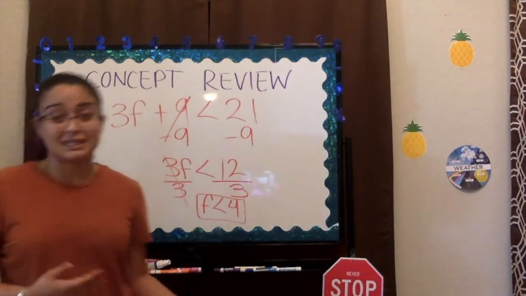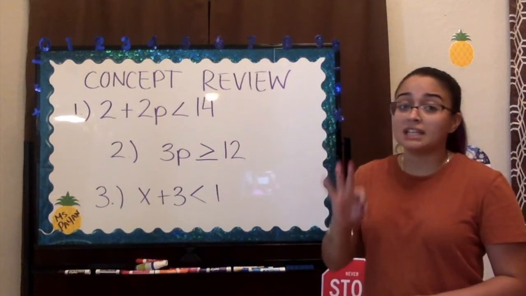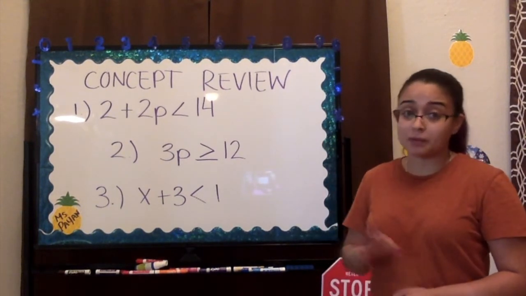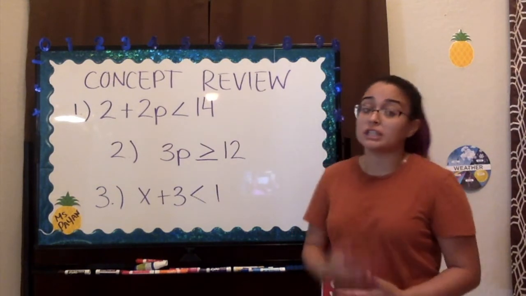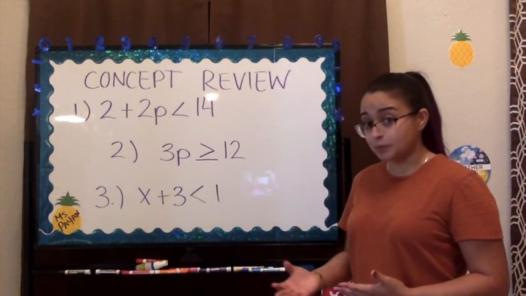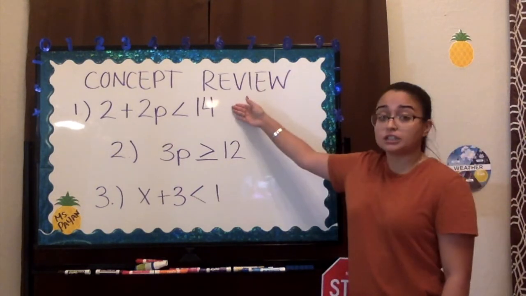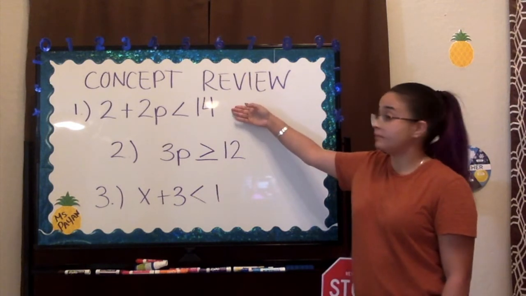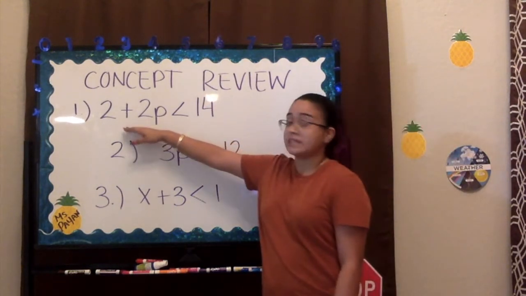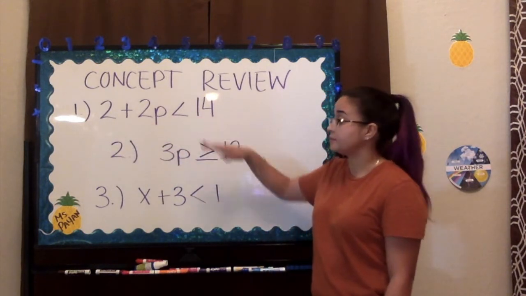Let's move on to your assignment. Very well, for your assignment today, I want you to solve these 3 math problems. Okay? Following the same examples that we just took in the last 3 examples, I want you to solve these. First, you're going to start off with solving a multi-step inequality. This inequality is 2 plus 2p is less than 14.